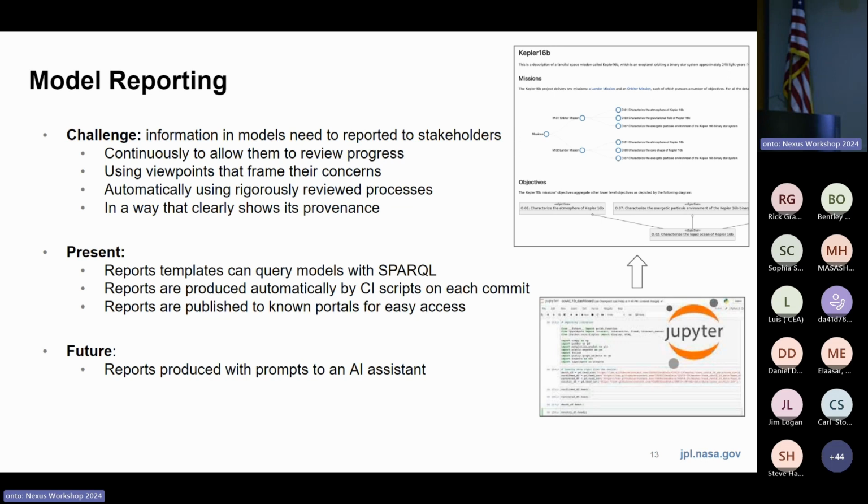In the future, maybe we can generate these reports by prompts. I can tell the GPT or the chat, I want to produce a report that does such and such, and then it translates what I said into queries, into analysis pipelines that can help me generate those reports.